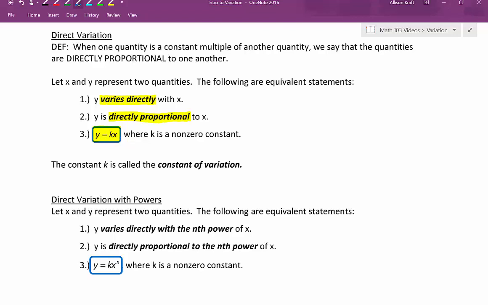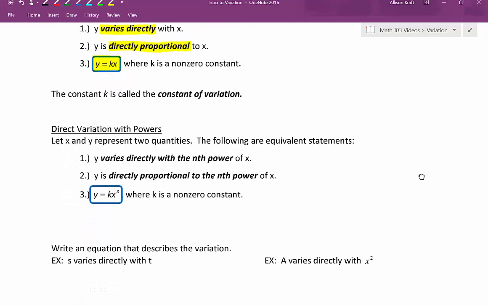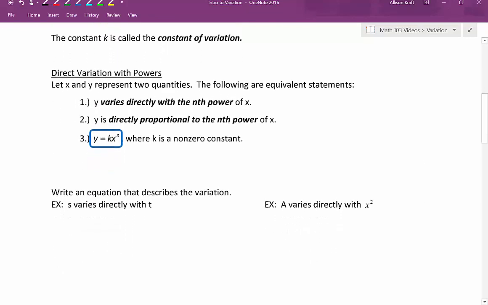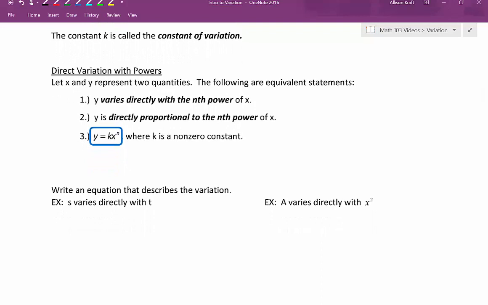It is possible with direct variation that there may be powers involved. It doesn't change anything that we just discussed. It just might be that the second variable has an exponent on it. So, y varies directly with x squared. So we would have y equals k times x squared instead.